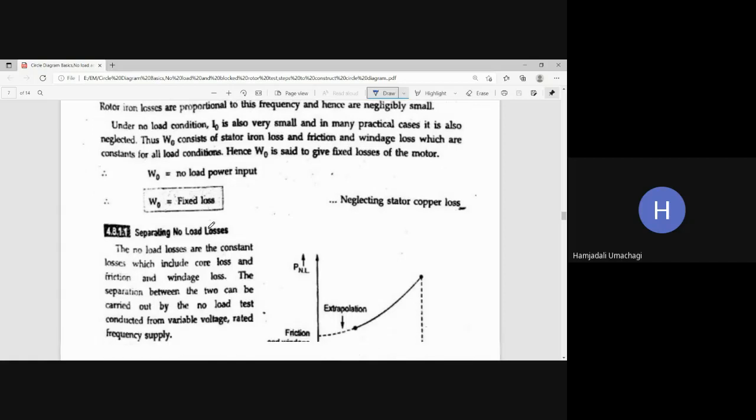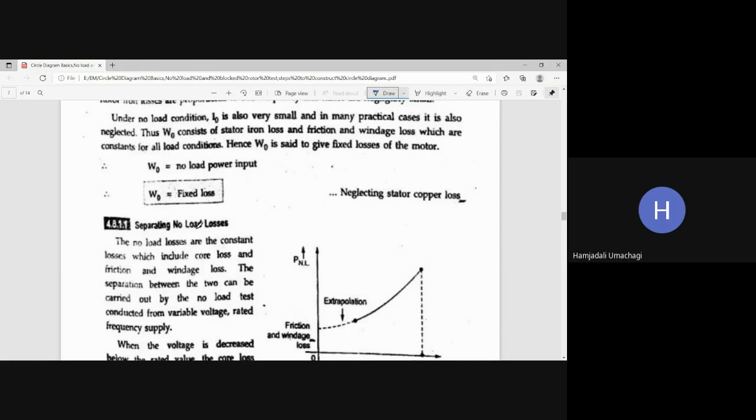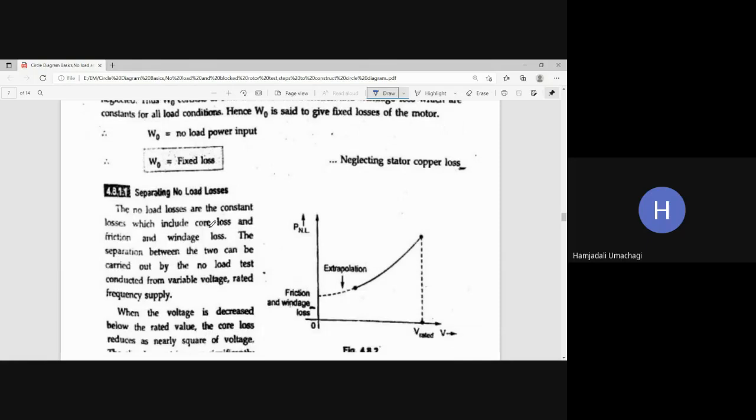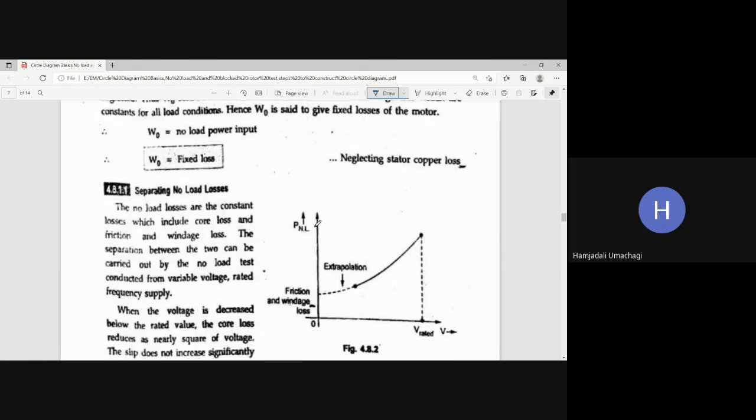Now after this, let us see how to separate the no load losses. Separating the no load losses. This is the graph where the power during no load condition is along the y-axis, and along the x-axis is the rated voltage. Now the no load losses are the constant losses, which include core loss and friction and windage losses. We know that the no load or fixed losses are a sum of core loss, friction and windage loss. Now we are going to separate core and friction and windage losses.